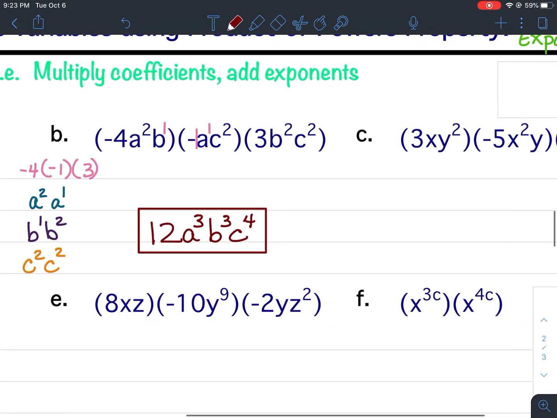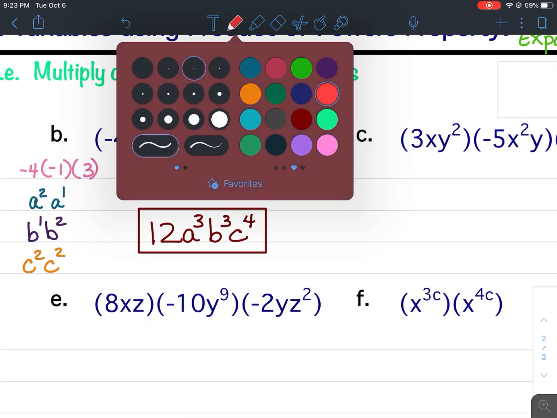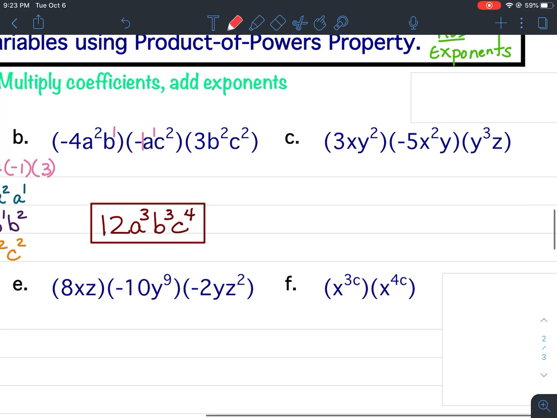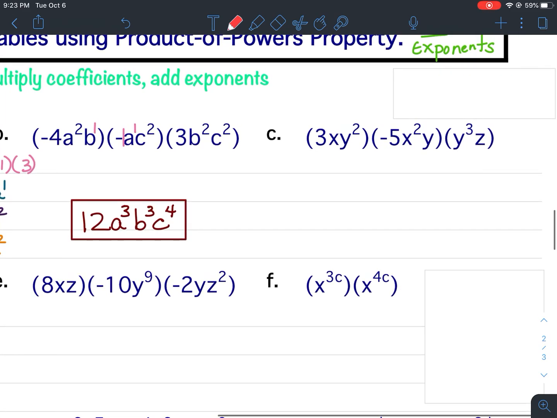Okay, let's try another. I'm going to first start by putting my ones. The first monomial, the x needs an exponent. The second monomial, the y needs an exponent. Sorry, those are exponents, my bad. The last monomial, I need a coefficient of positive 1, and the z needs an exponent of 1.